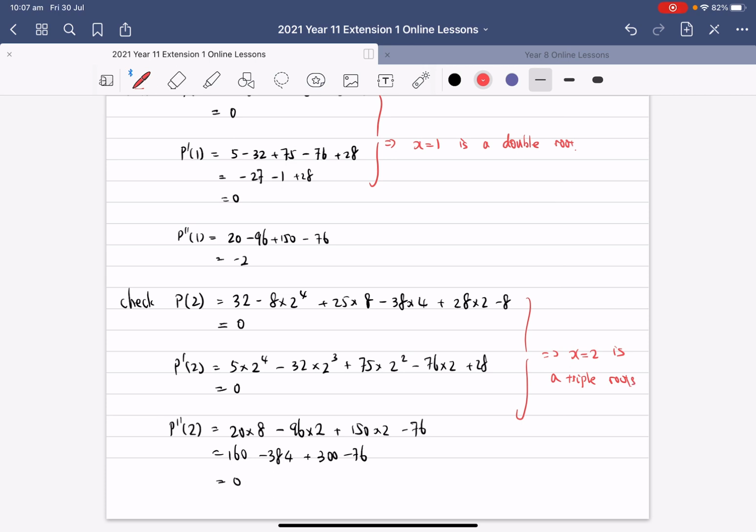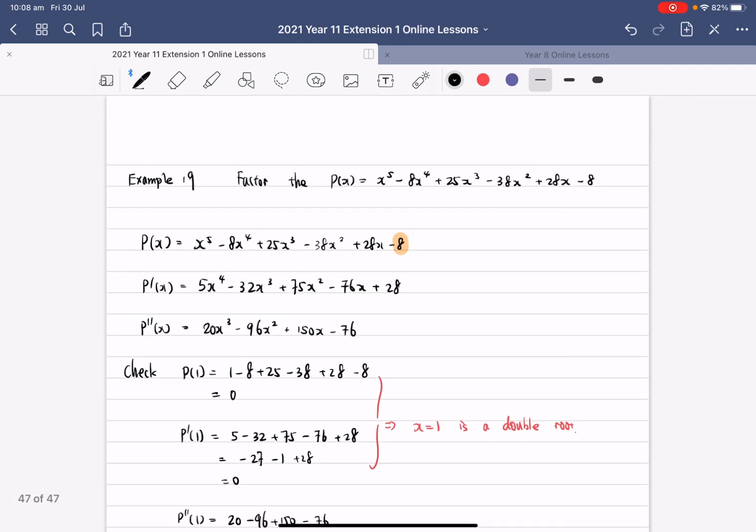Alright, so once we got this information, that's a triple root, and that's a double root, then we can fully factorize this polynomial. So now P(x) is equal to (x minus 1) to the power of 2, since this is a double root, and (x minus 2) to the power of 3, because that's a triple root.